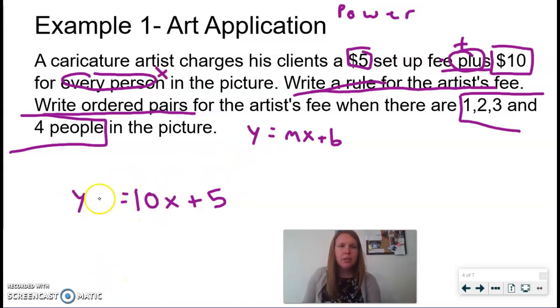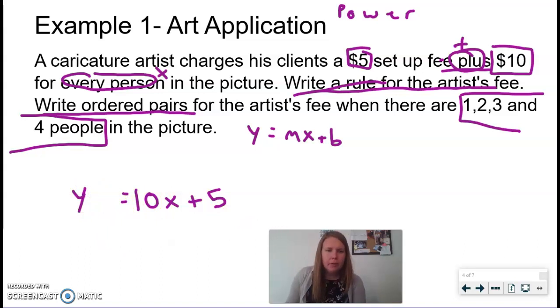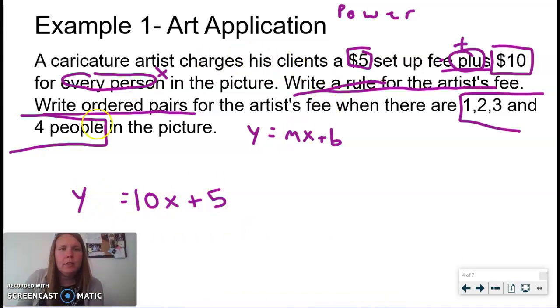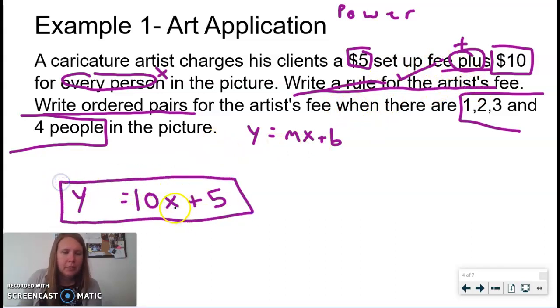I just came up with an equation. I'm also going to set it equal to y. That's just going to show me my output. Okay, so we did a rule. We wrote the rule for the artist fee. The rule is this: y equals 10x plus 5. $10 for each person, depends on how many people there are, plus that additional $5 fee.